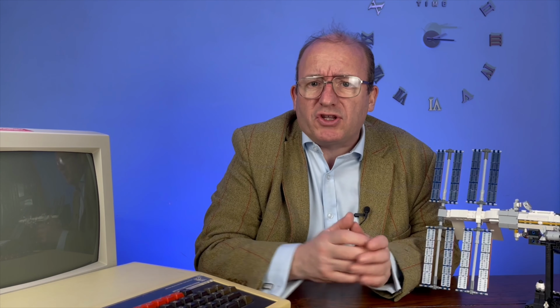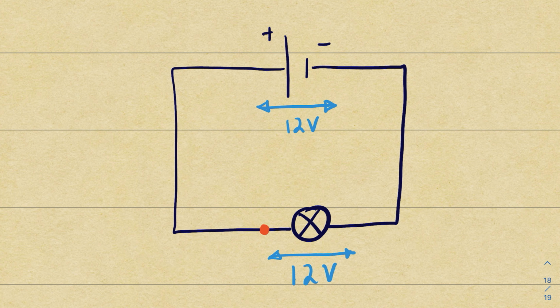We often call the voltage the potential difference. This is because there is a difference in the potential of the charges between 2 points. Here, the charge has the potential to give 12 joules of energy. Here, the charge has given up its 12 joules of energy and has a potential of 0. We therefore say there is a potential difference of 12 volts between these 2 points.